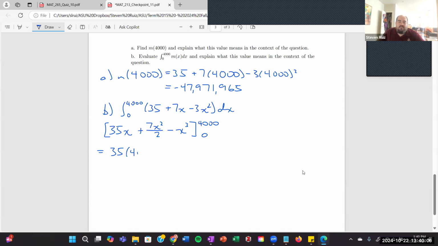This is going to equal what? 35 times 4,000 plus 7 halves times 4,000 squared minus 4,000 cubed. One thing I'm going to say here is I'm going to take a shortcut. I can tell that if I plug in 0 for all these x's, all my terms are going to zero out. So I'm not going to worry about subtracting that off. So now, what does this come out to be? This comes out to be 140,000 plus 56 million.